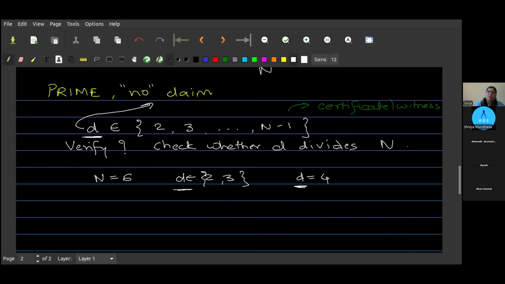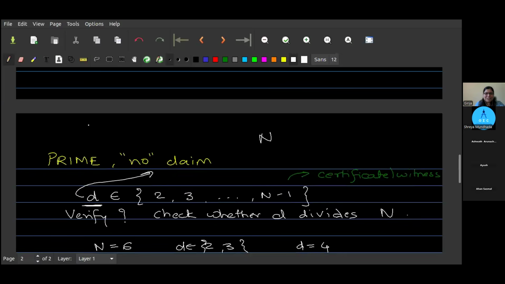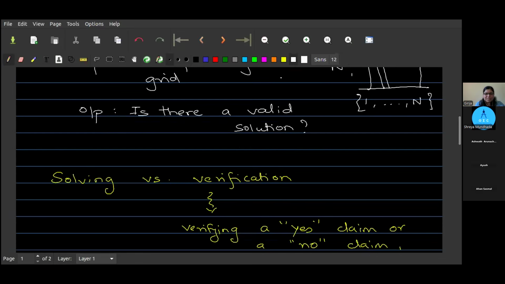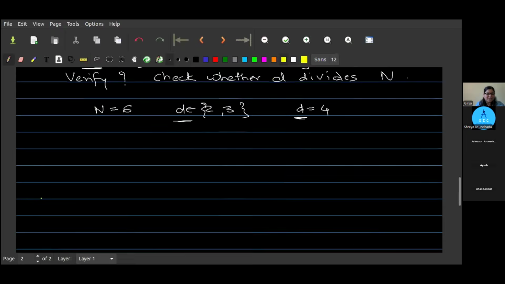But here, in the case of a no claim, solving and verification are distinctly different, right? For verification of a no claim, you just need one divisor, that is enough, assuming that it is indeed a certificate consistent with the claim. But for solving, you would have done much more work because you have to go through the entire range 2 to n minus 1. So keep building some intuition. It's good that you are asking these questions, and we will hopefully soon be answering all of them once we proceed. These are all in connection with this question, actually.